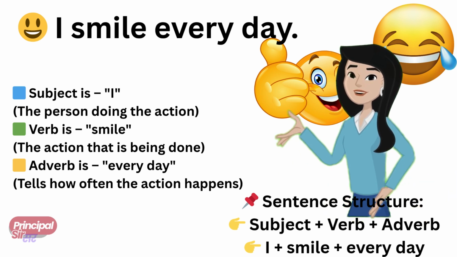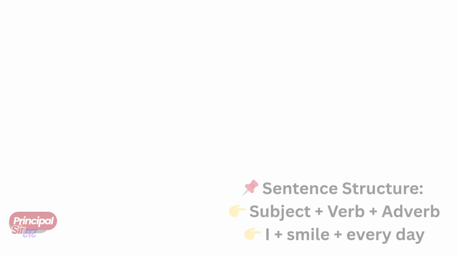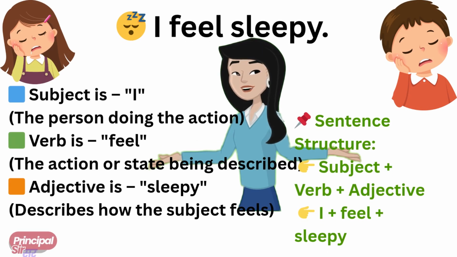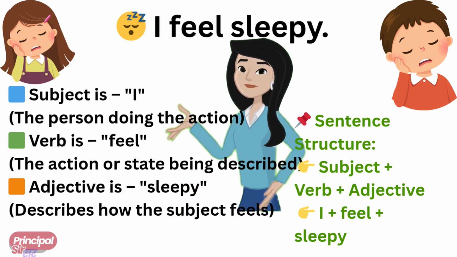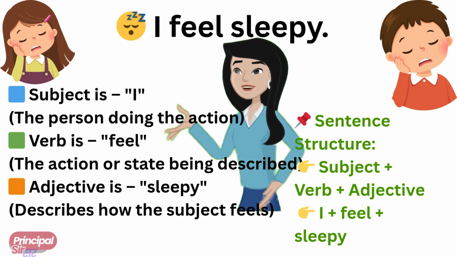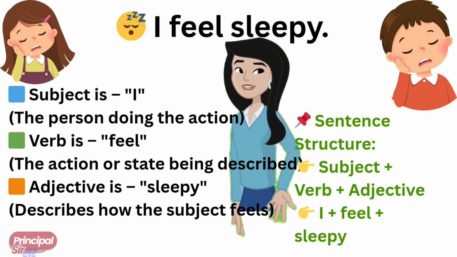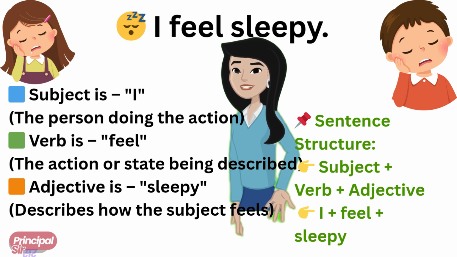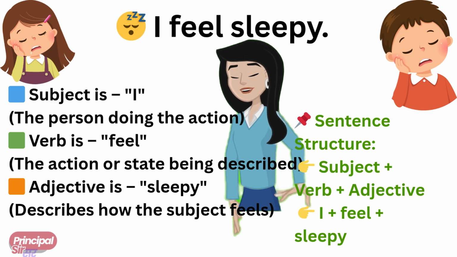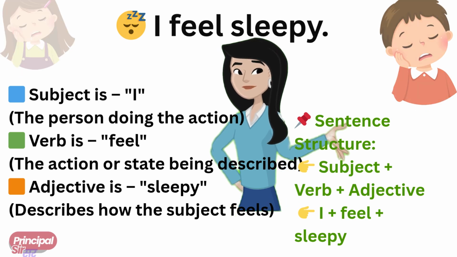Let's try making more sentences like this. Let's look at the sentence. I feel sleepy. I is the subject, the person who feels. Feel is the verb that tells what the subject is doing or experiencing. Sleepy is the adjective that tells how the subject feels. So you're telling someone how you feel. That's a very useful sentence in daily life. Now you try saying how you feel.